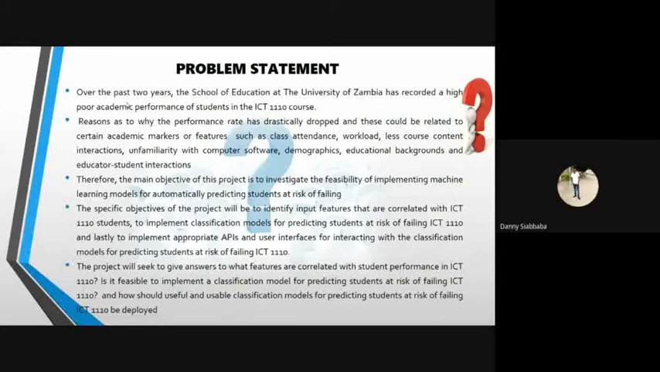The main objective of this project is to investigate the feasibility of implementing machine learning models for automatically predicting students at risk of failing. Whereas the specific objectives are as follows. The first one is to identify input features that are correlated with ICT 1110 students' performance. The second one is to implement classification models for predicting students at risk of failing ICT 1110. The third one is to implement appropriate APIs and a user interface for predicting with a classification model.